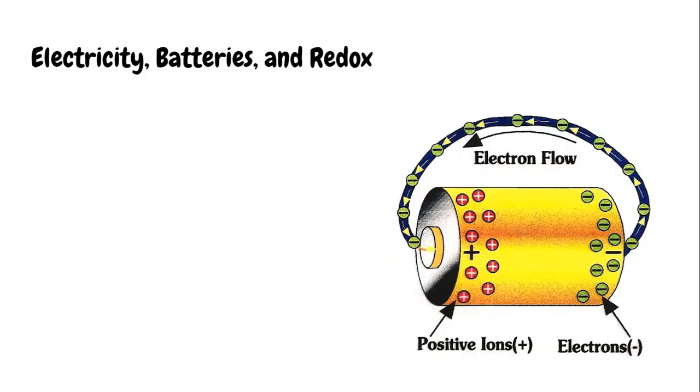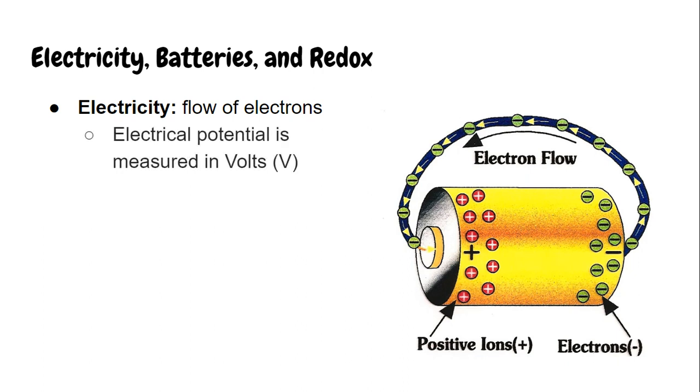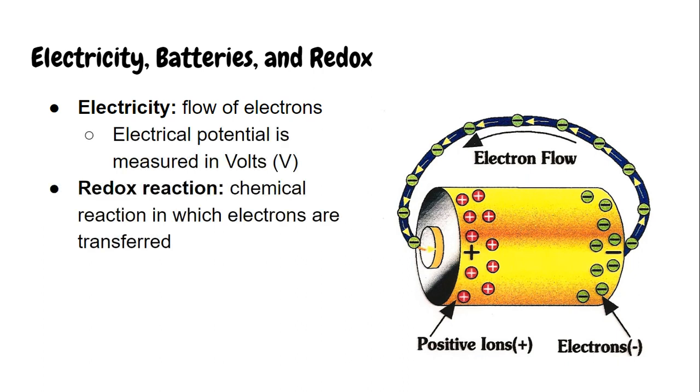So batteries are kind of this interesting intersection between things you may have learned in physics and things you've learned in chemistry. Just to review, electricity is the flow of electrons, and electrons are very involved in redox reactions. So we measure electrical potential using volts, which is why you may have seen batteries labeled like a 9-volt battery or something like that. And you learned from the TED Ed video that that unit was named for Alessandro Volta, who was really important in inventing batteries.